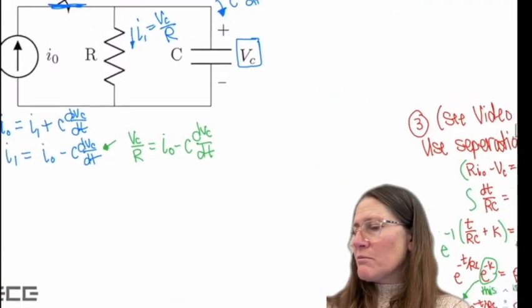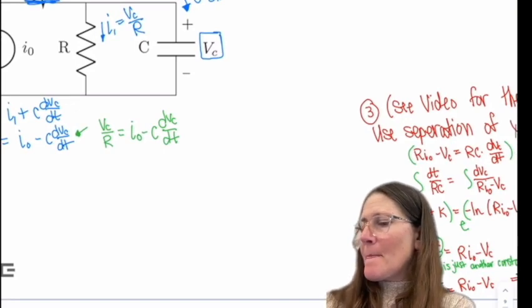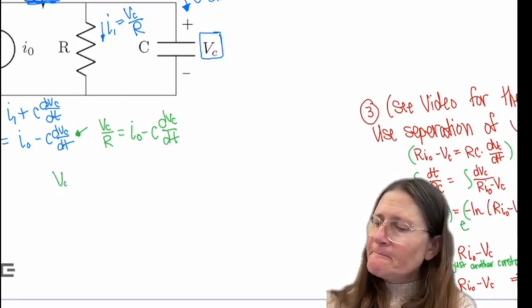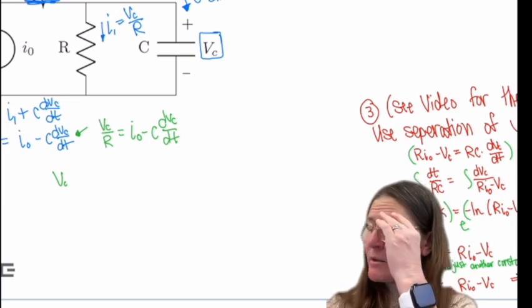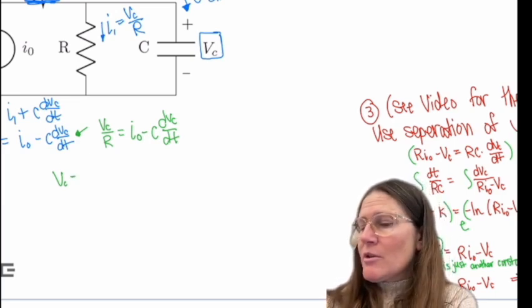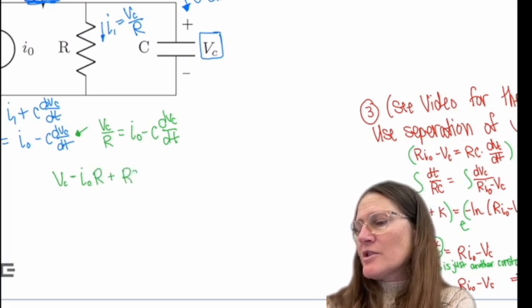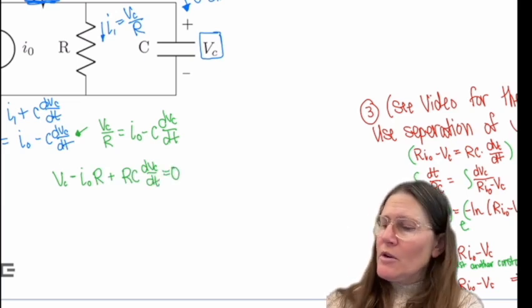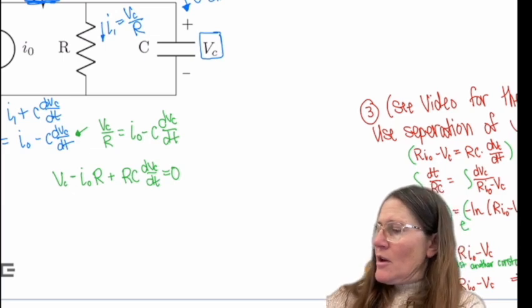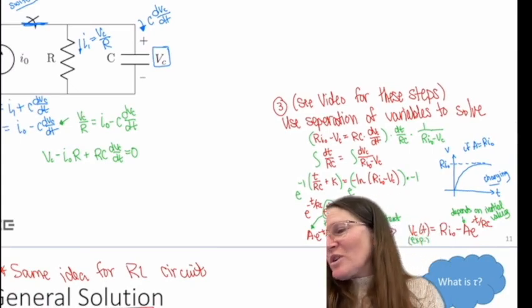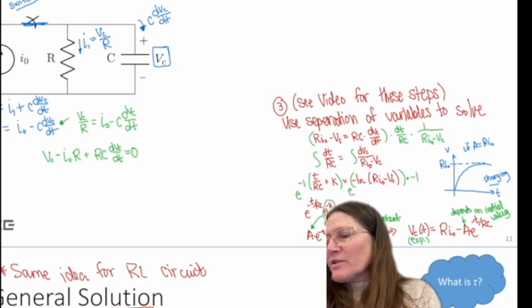So multiplying to get rid of the R, we have VC, and taking them all over to the other side to get equal to 0, minus I naught R plus RC dVC/dt equals 0. And that leads me to what's called the separation of variables to solve this.